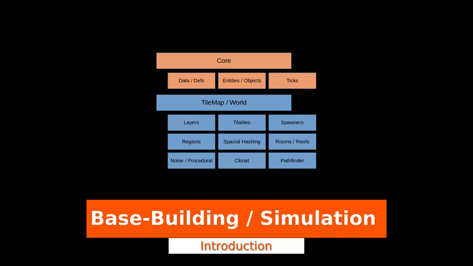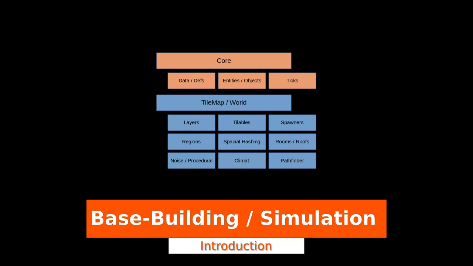Then we have our world. It's a 2D game, so we are using a tile map, but a custom one. Our tile map is made of layers, for example, one layer of the ground, one layer of the buildings, and each layer at each position contains a tileable, just a container for an object that has a graphic representation on the layer. Then we have spawners, for example, animals or plants, and regions to be able to get stuff quickly. It's going to be useful later, you'll see.